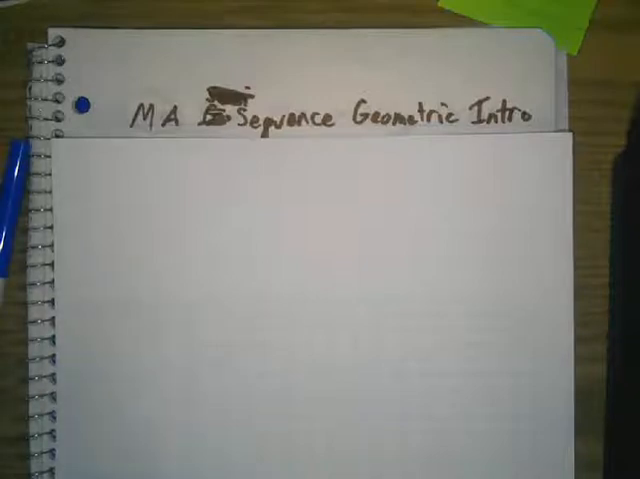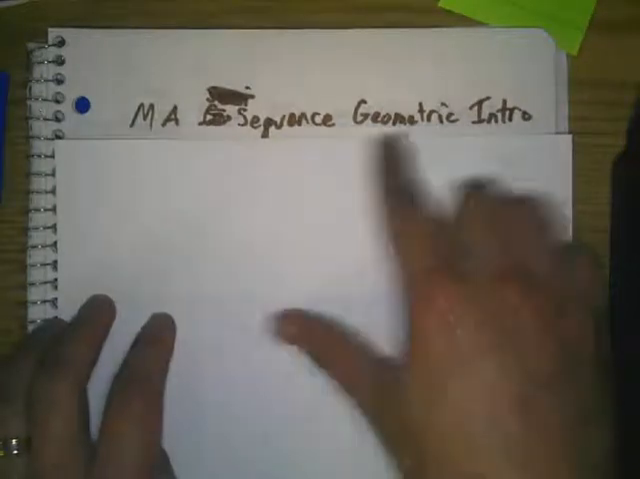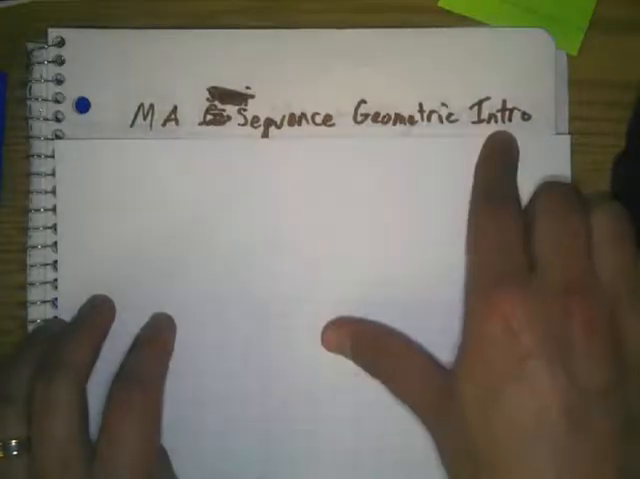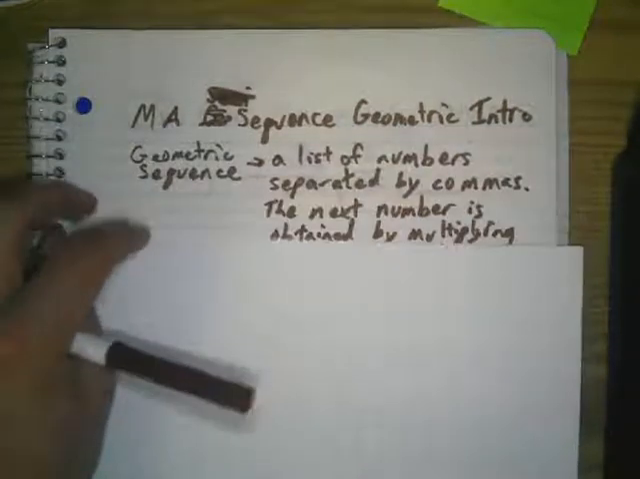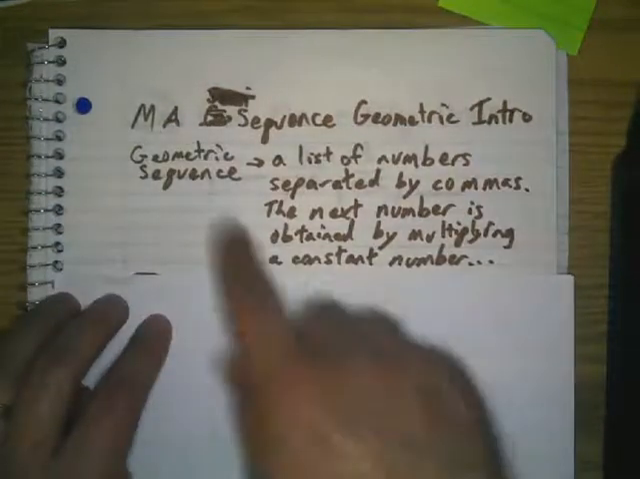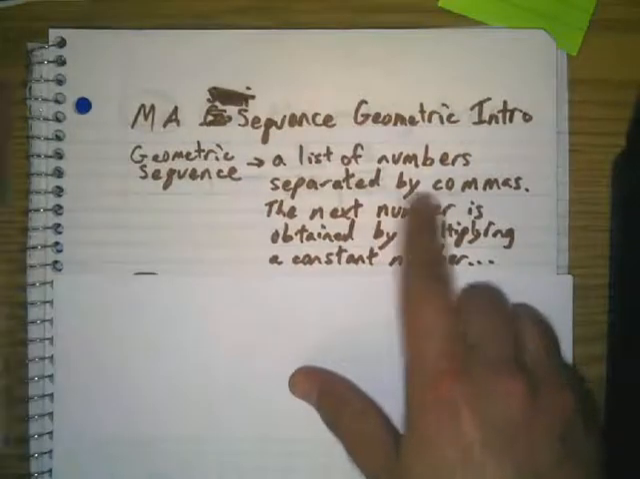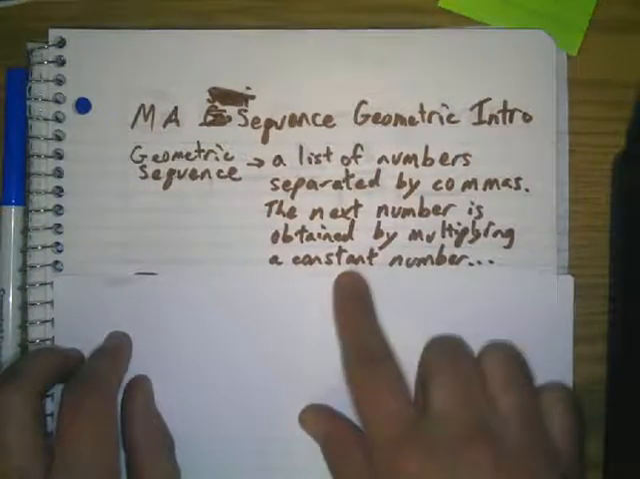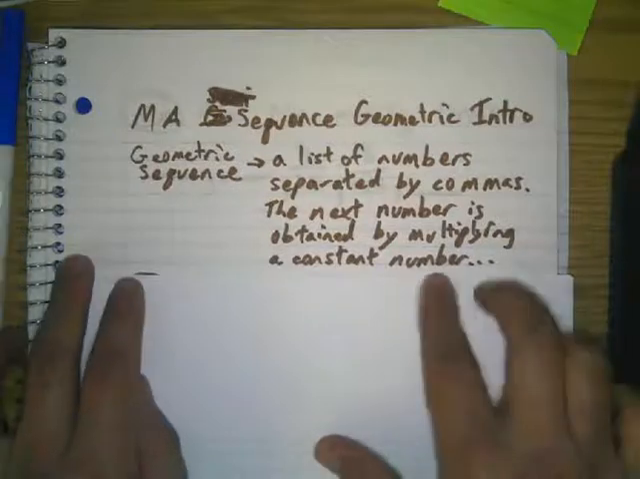Okay, math application students, we're going to talk now about sequences that are geometric, and this is an introduction. Okay, so first of all, what is a geometric sequence? A geometric sequence is when you've got a list of numbers separated by commas, and to get the next number, you can obtain it by multiplying by a constant number.